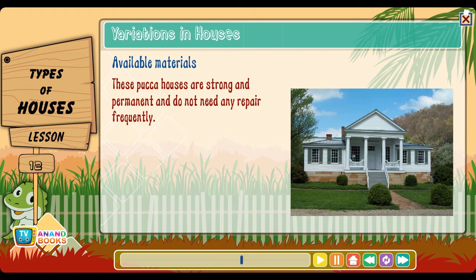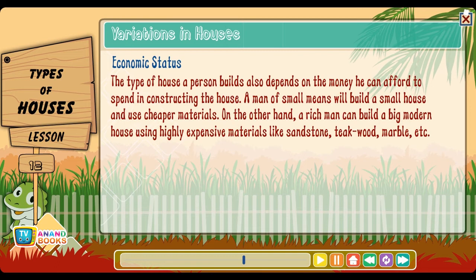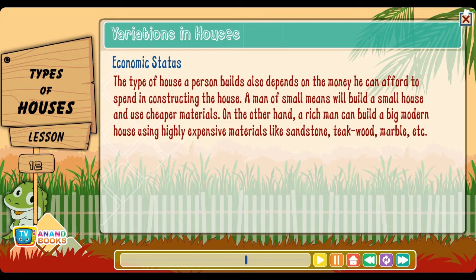Economic status. The type of house a person builds also depends on the money he can afford to spend in constructing the house. A man of small means will build a small house and use cheaper materials. On the other hand, a rich man can build a big modern house using highly expensive materials like sandstone, teak wood, marble, etc.